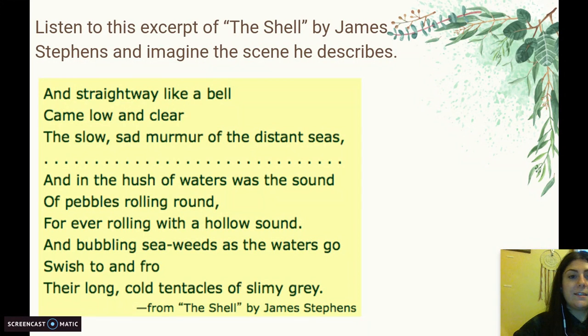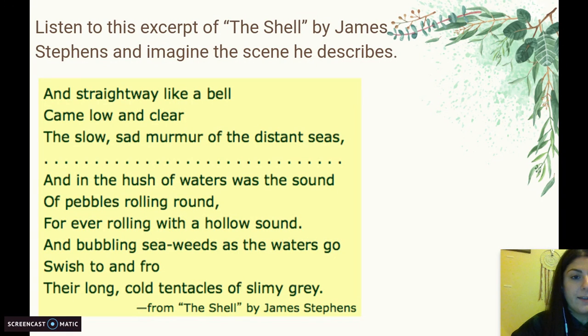So here is a little excerpt of a poem called The Shell by James Stephens. While I read this out loud to you, I would like for you to close your eyes and imagine the scene he describes. All right, here we go.